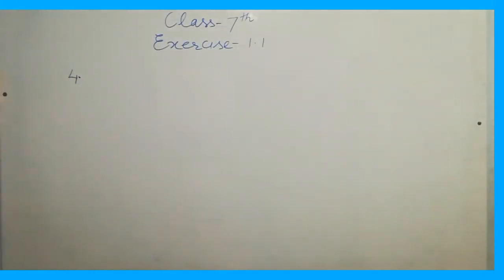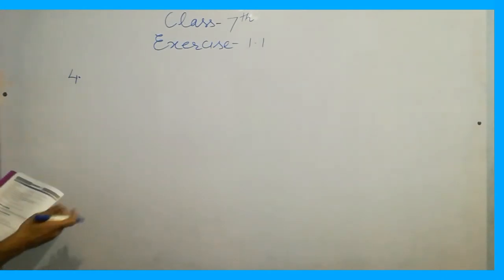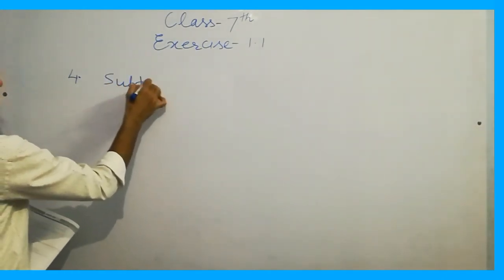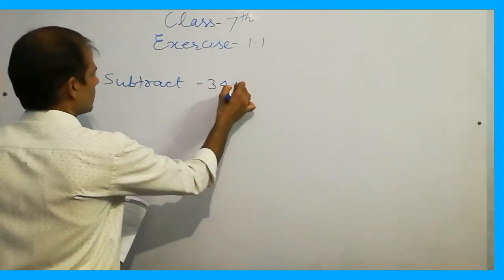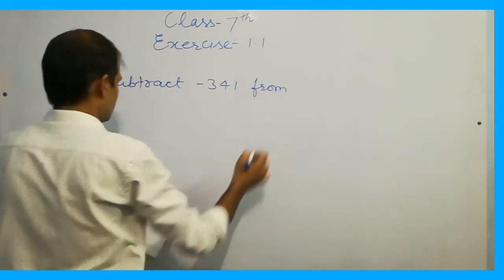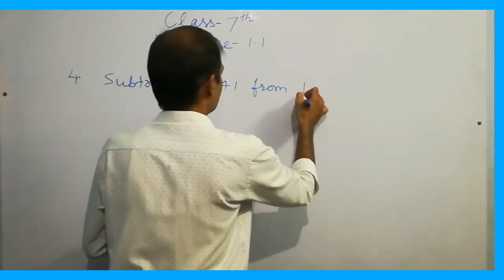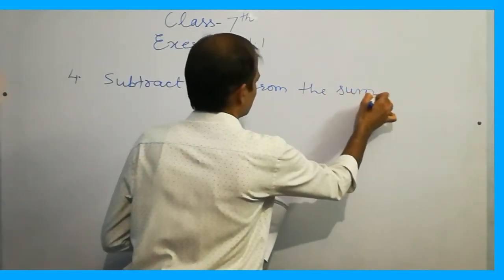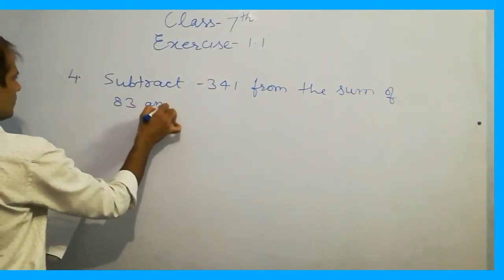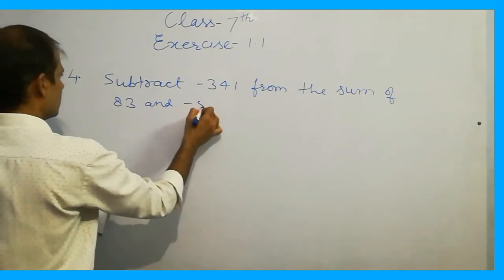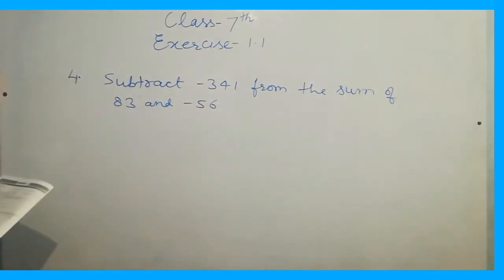Question number 4 is: subtract minus 341 from the sum of 83 and minus 56. Subtract minus 341 from the sum of 83 and minus 56.